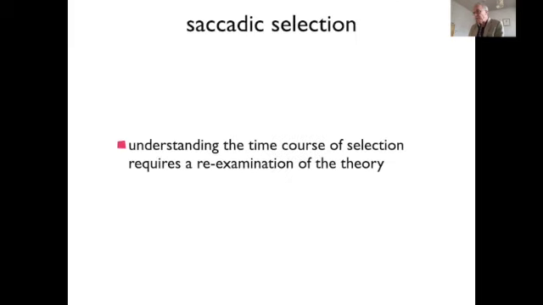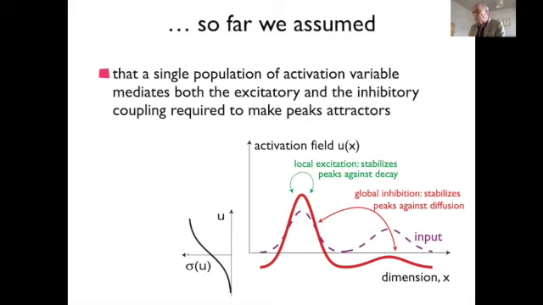So to understand that theoretically, it turns out that the model that I just sketched is not sufficient to understand that. And it's an interesting extension of the theory. That's why I go into it. So in the model that we've looked at so far, the peaks are stabilized by local excitatory and global inhibitory interaction. That makes them attractors.